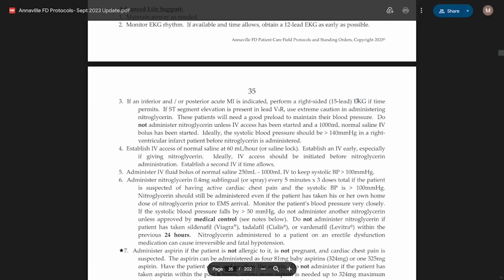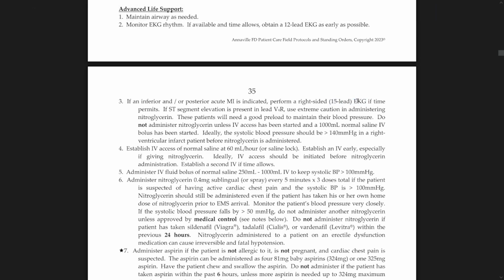So these 15 lead EKGs, they're kind of tricky to learn to set up, but really you're just messing with the V4, 5, and 6, and that's something that I'll talk about another day.